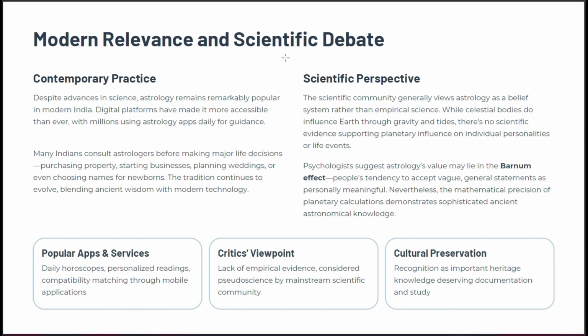Next is the modern relevance and scientific debate. Even today, astrology remains very popular. Many people use astrology apps and online services for guidance and predictions. At the same time, the scientific community considers astrology a belief system rather than proven science because there is no strong scientific evidence supporting planetary influence on human life. However, astrology still holds cultural and historical importance, and many people continue to value it as part of Indian heritage.